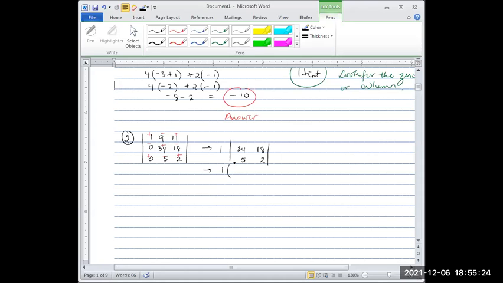Then 1, and I'm calculating the determinant of this 2 by 2 matrix. 34 times 2 is 68, minus, what is 18 times 5? 90. And what is 68 minus 90? Negative 22. Excellent. And that's our answer. It's really not hard.